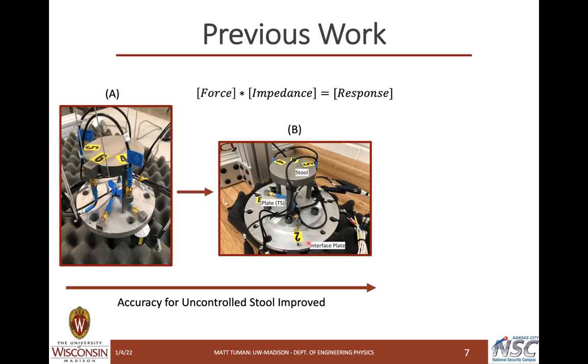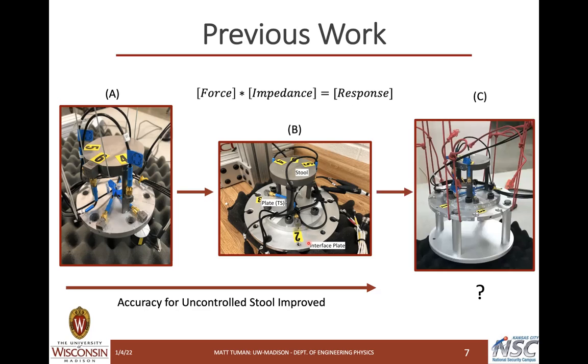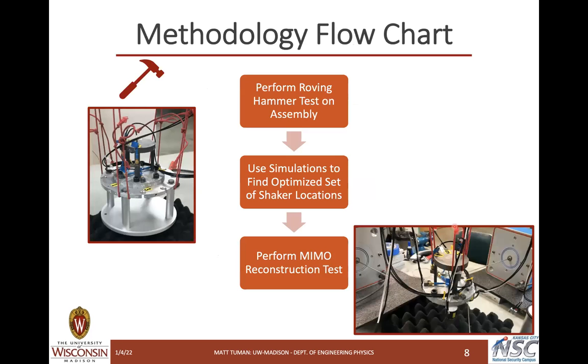To further test this theory, this current work investigates configuration C, which includes even more of the original structure. For this new configuration, we use the same workflow that was used on our previous two assemblies. First, a modal roving hammer test was performed on the assembly. Then simulations using frequency response functions from the hammer test were used to determine optimal locations to attach our shakers. Then we performed a reconstruction test and analyzed the results.